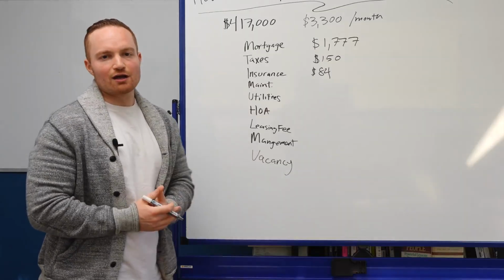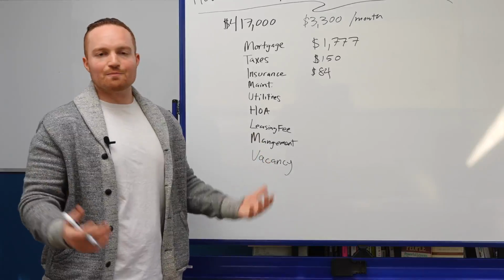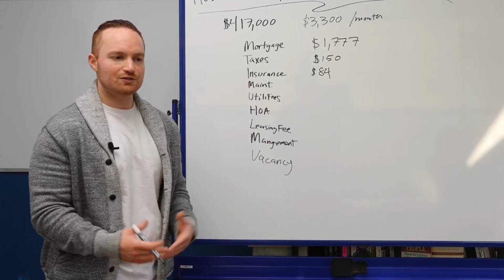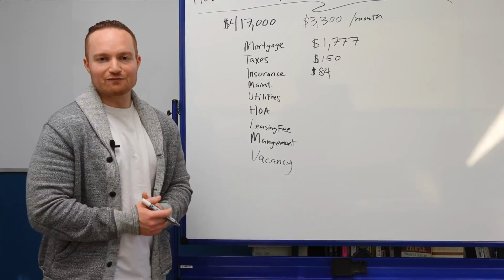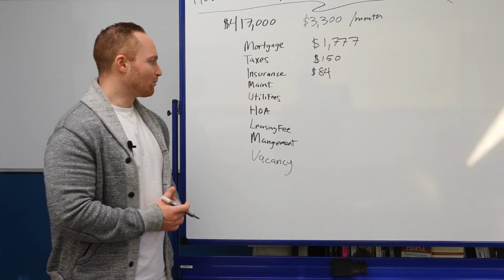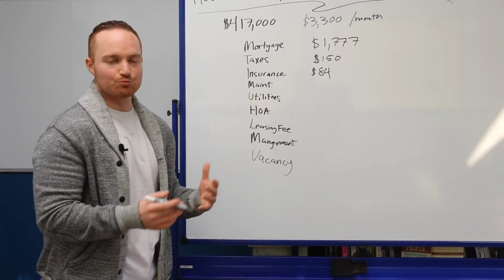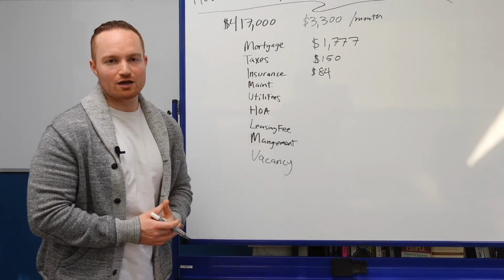Now, with your maintenance costs, right? How are you going to know what your maintenance costs are going to be in the future, right? In 12 months, 24 months, in 10 years? It's very, very difficult unless you have a crystal ball. So what a lot of investors do is they'll actually allocate a percentage of the rent that you're bringing in to cover the maintenance costs.